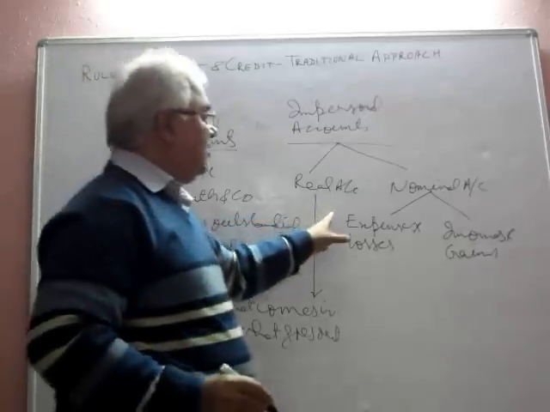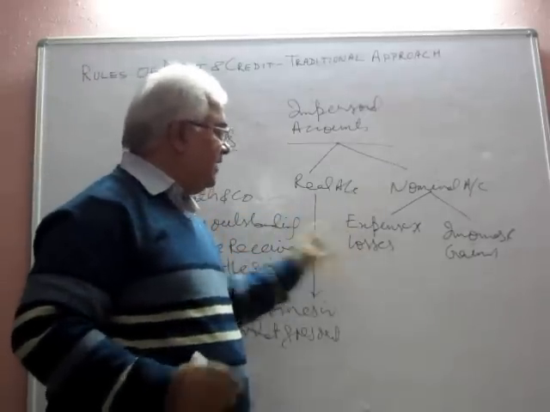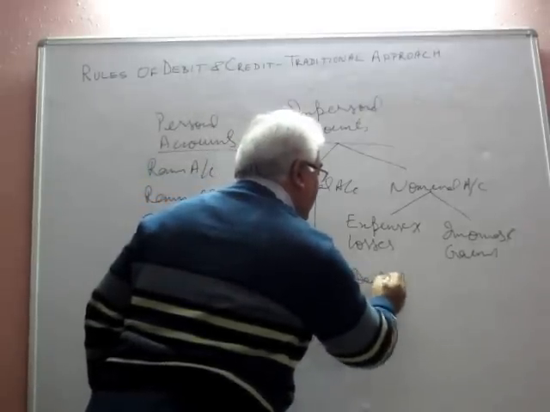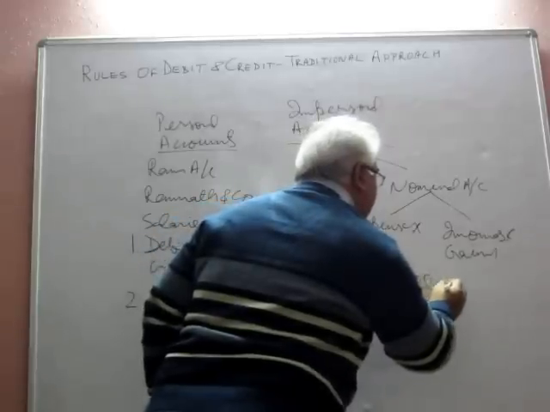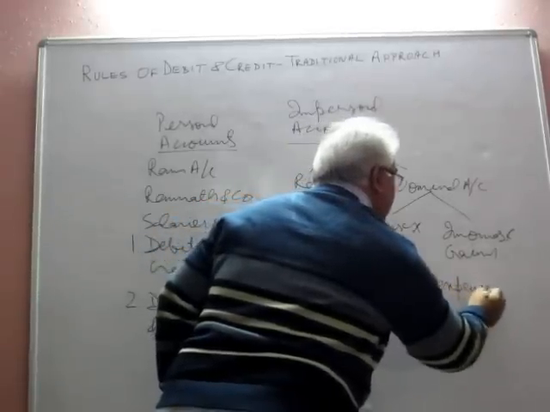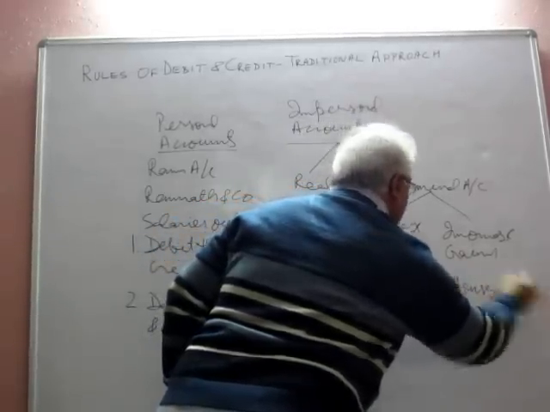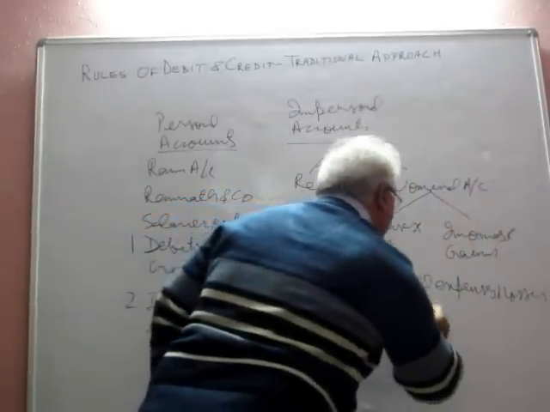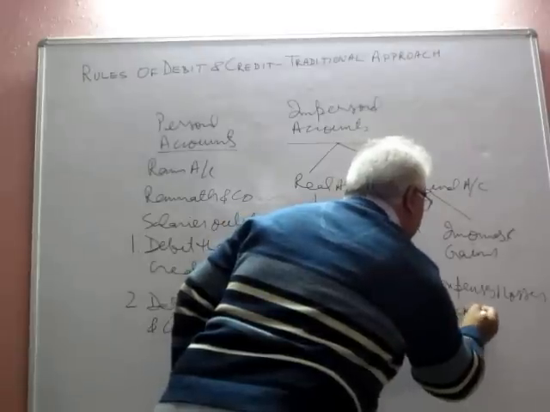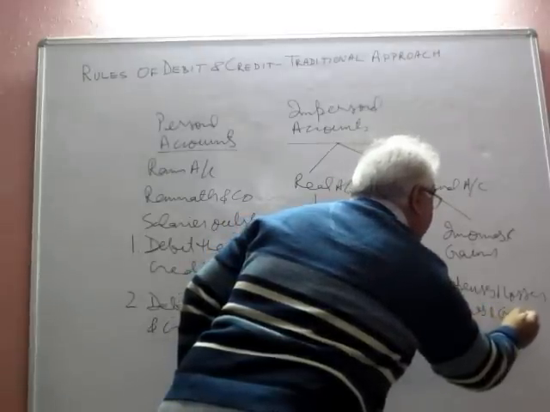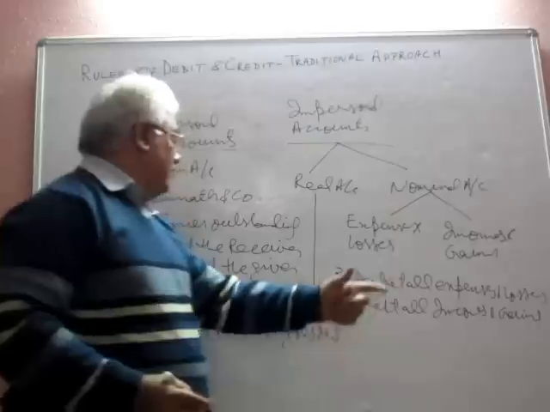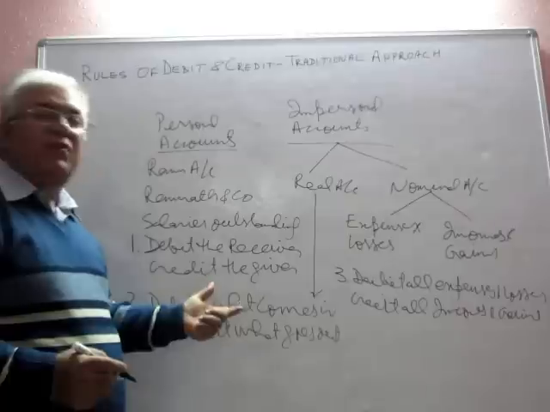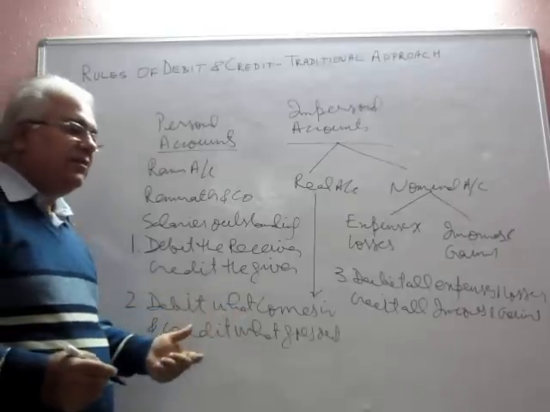And the rule for nominal accounts is, for expenses and losses, debit all expenses and losses, credit all incomes and gains. I think the rules are very clear. Now based on these rules, I will explain certain journal entries.